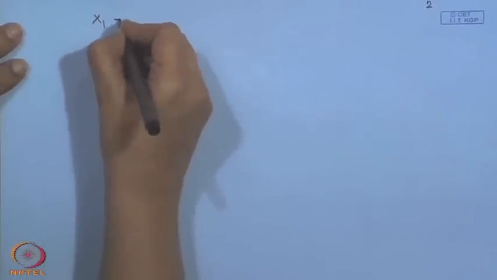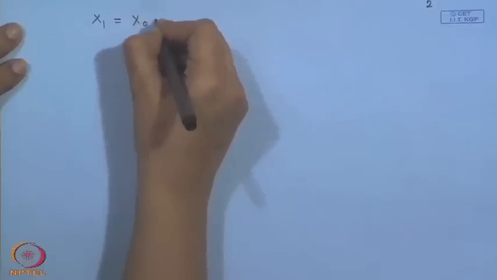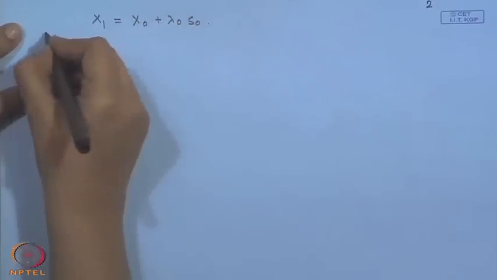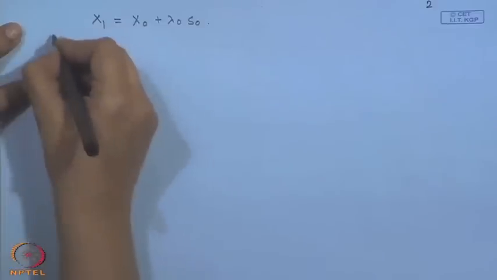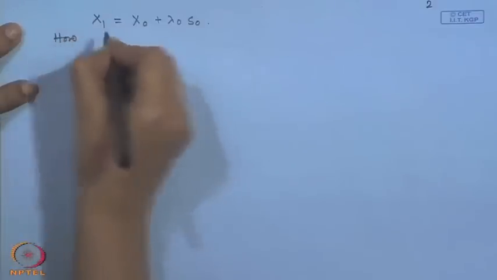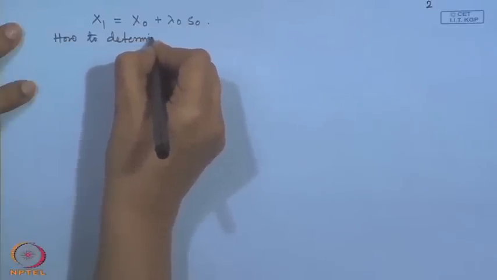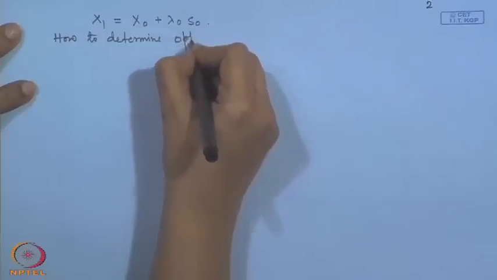Now, what is the task for us? Let me write it down: x1 is equal to x naught plus lambda naught s naught. Now, my question is, how to find the optimal step length lambda naught?